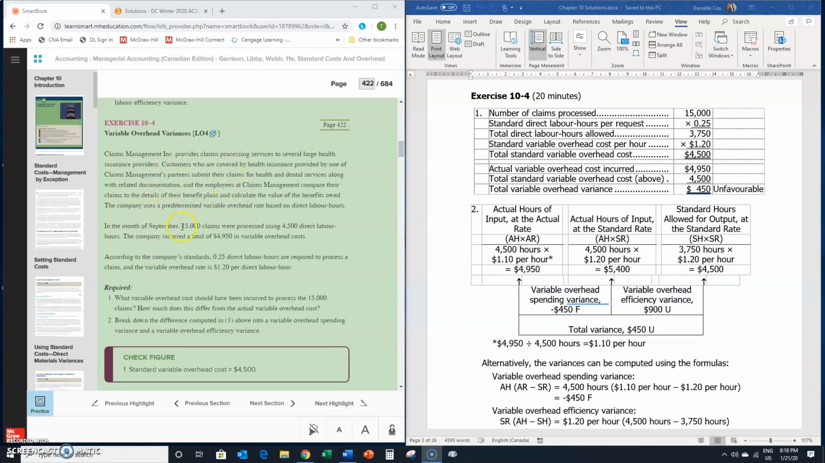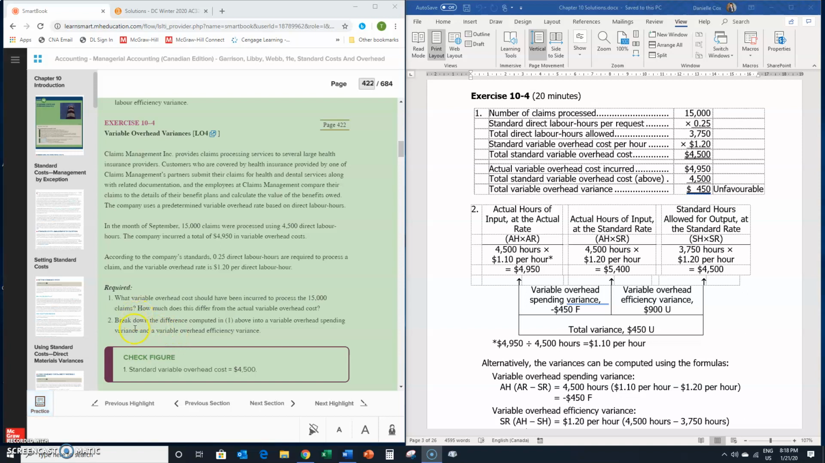This company processes claims. So in the month of September, 15,000 claims were processed using 4,500 direct labor hours. The company incurred a total of $4,950 in variable overhead costs. According to the company's standards, 0.25 direct labor hours are required to process a claim, and the variable overhead rate is $1.20 per direct labor hour.